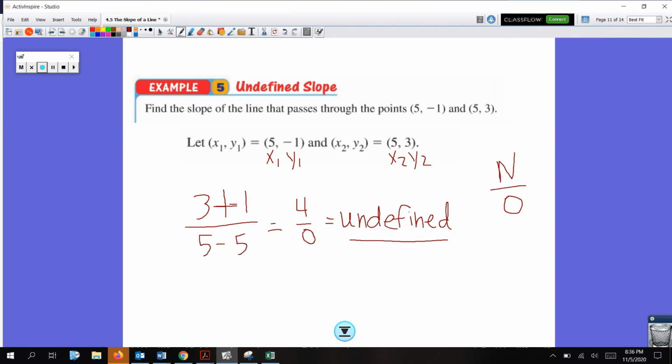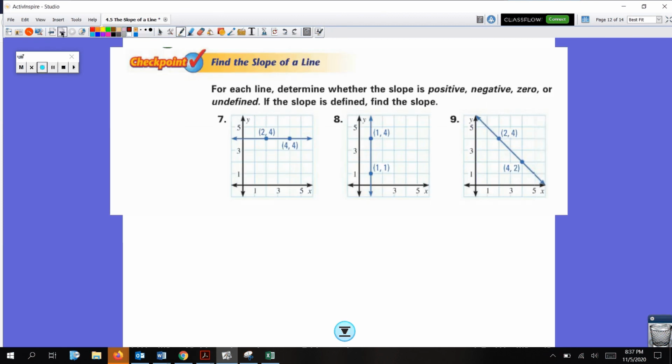What type of line has an undefined slope? A vertical line, right? Like, if you look at your wall, wherever you are, unless you're Spider-Man, you're not walking up that wall, it's undefined. All right, so now we can look at these pictures, right? We have some information and we can determine if the slope is positive, negative, 0, or undefined, okay?